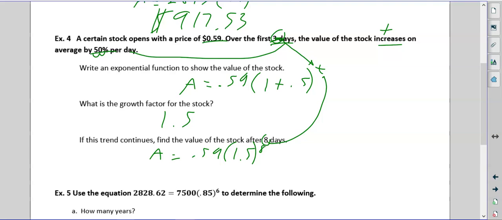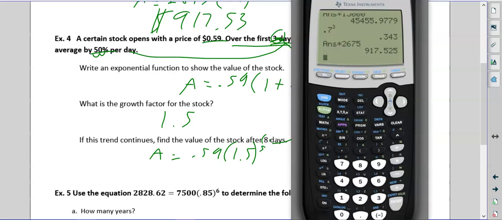Hold on, was not using my brain. This was after the first 3 days. We're talking about 8 days total. That means there's 5 days left. So we're not going to put an 8 in there. This is going to be 8 minus the 3. This is going to be 5. Kind of a sneaky one. In fact, I wasn't even paying attention at first myself. So 1.5 to the power of 5 times 59 cents. So $4.48.